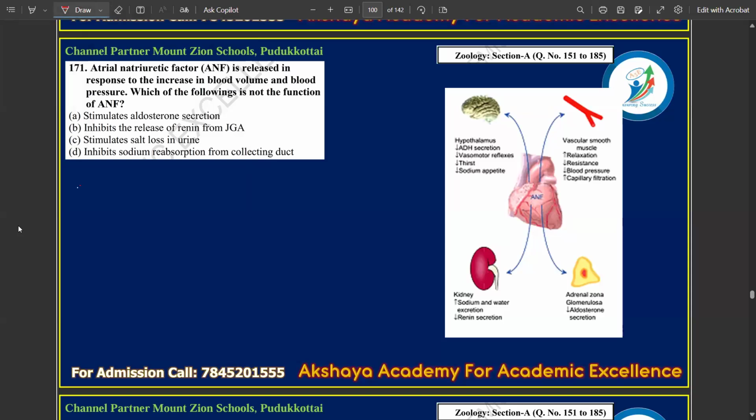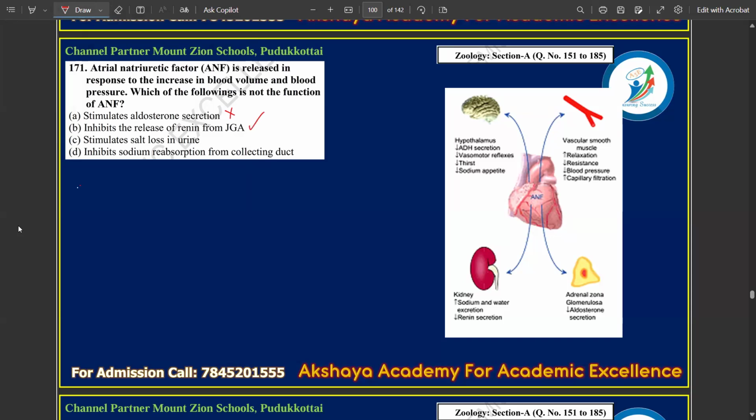First option is given, stimulate the aldosterone secretion. If aldosterone is secreted, it will cause the reabsorption of minerals. And ultimately, if minerals are reabsorbed, the water will flow back to the system, raising the blood volume. So it's not going to do that. Inhibits the release of renin from JGA. It's true because renin causes an increase in blood pressure. It's a part of RAAS, the renin angiotensin aldosterone system. So this is true.